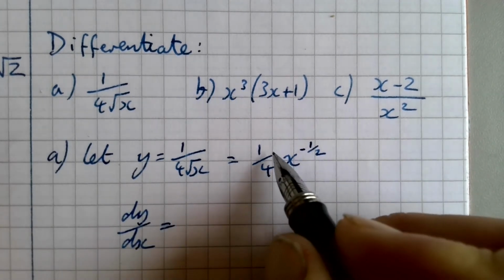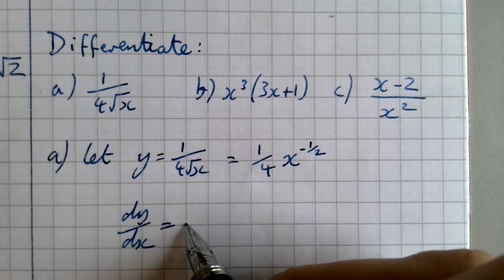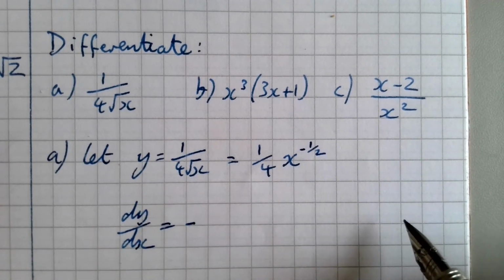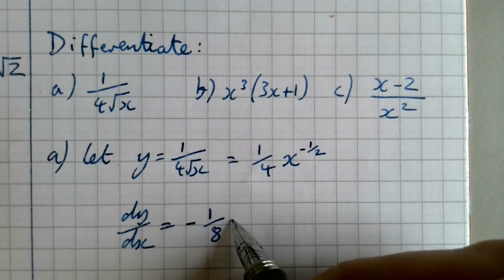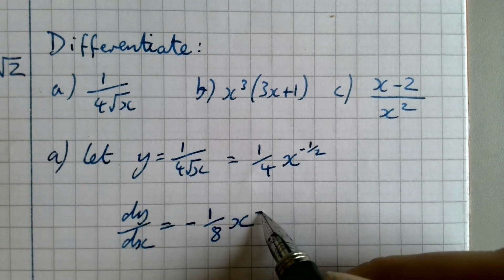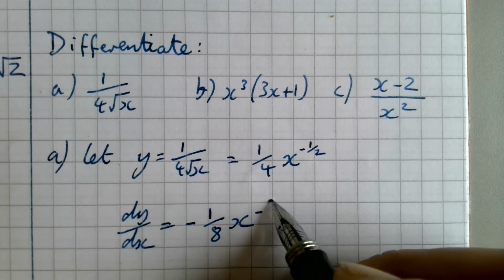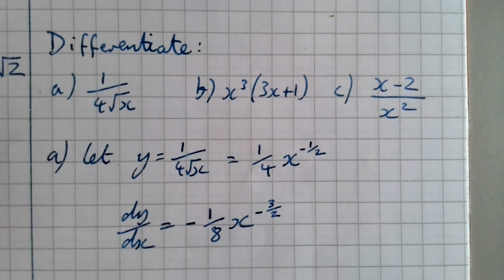So I'm going to need to multiply 1/4 by negative a half. Well, if I multiply positive by a negative, I get a negative. Half times 1/4 is an eighth, and my power is going to drop 1, so from minus 1 over 2 will become minus 3 over 2, because 2 halves make a whole.